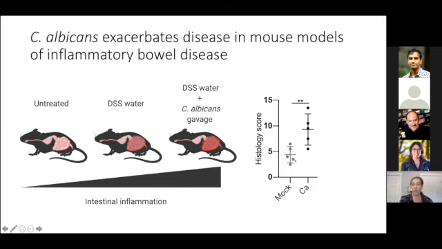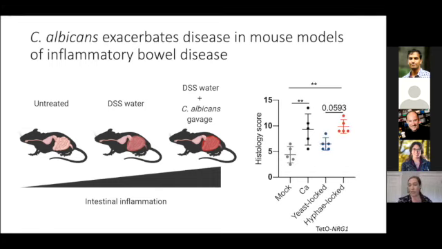And so using this model, I asked how Candida morphology impacts disease using strains that I could lock in either a yeast form or a hyphal form. And using these yeast and hyphal lock strains, I found that the hyphal lock strain induced significantly worse disease than the yeast lock strain, suggesting that this hyphal lock strain in the context of inflammatory bowel disease may be the more pathogenic cell form.